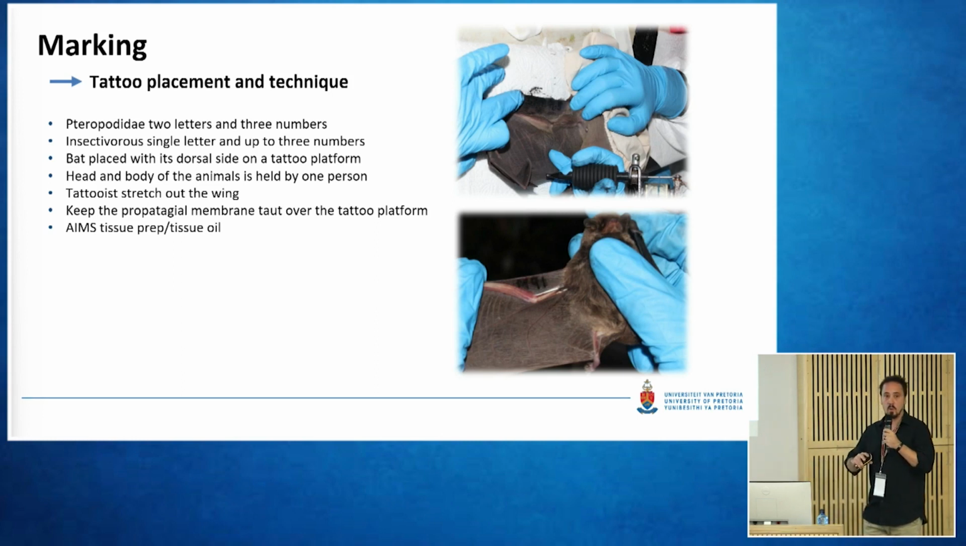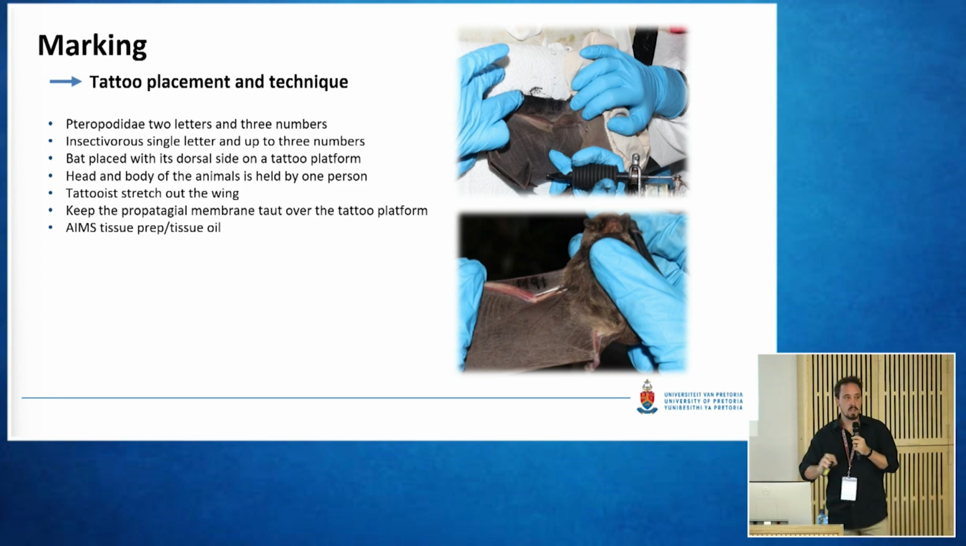And then this is basically what it looks like. For fruit bats, we use a combination of 2 letters and 3 numbers to mark the bats. For insectivorous bats, it's not very clear, we use 1 number and 2 letters just because the wing is much smaller. It always works in a 2-person team. One person holds the bat and makes sure that the wing is tight, while the tattooist holds the other side of the wing and places the tattoo.